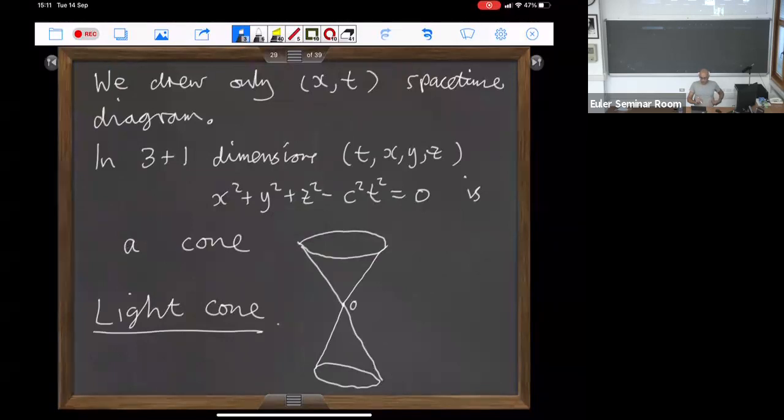Now, in 3+1 dimensions, this light cone would be defined by the equation x squared plus y squared plus z squared minus c squared t squared is equal to 0. Okay, and I've tried to draw it here. If you add in the other directions, you get this curve. It's actually a cone.